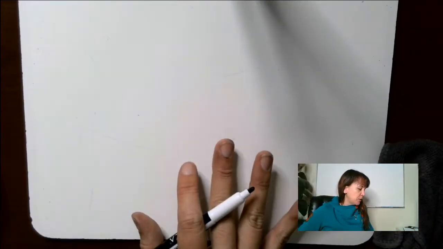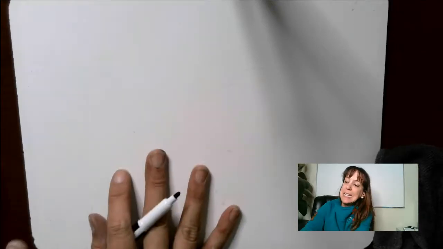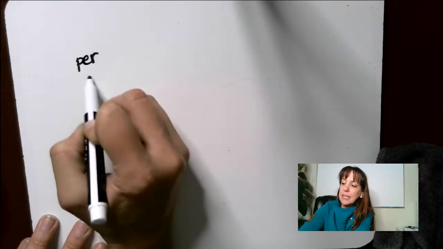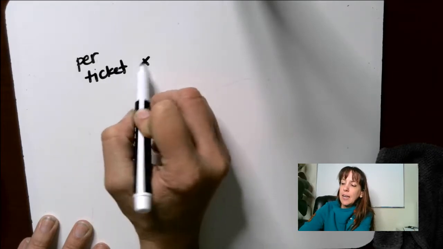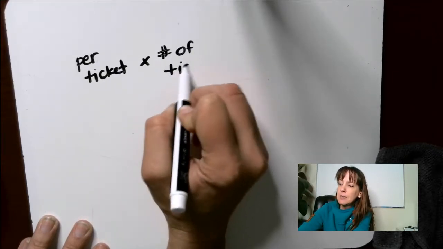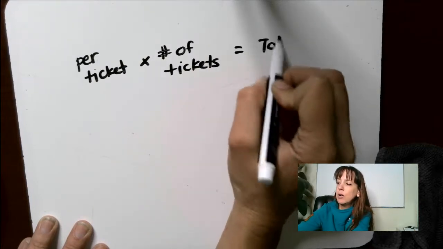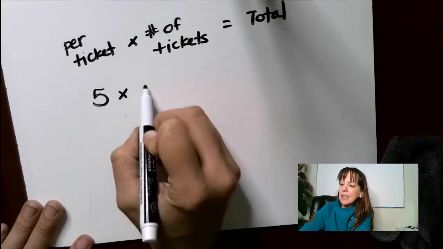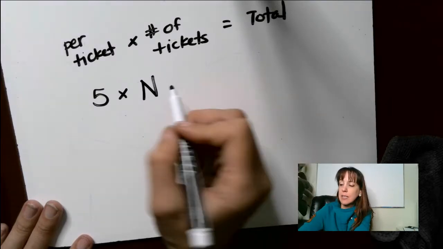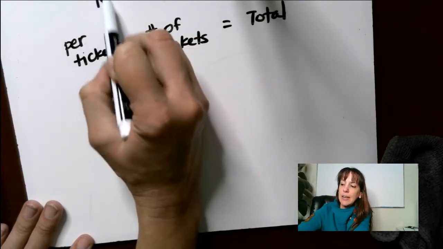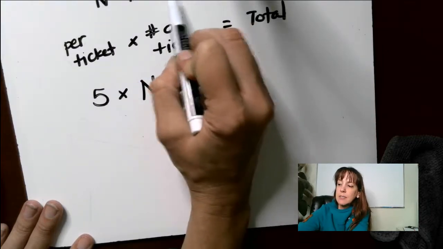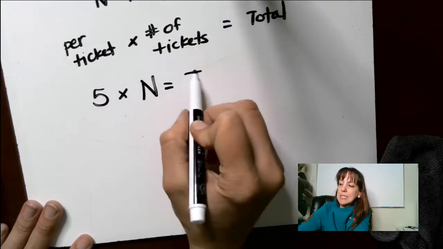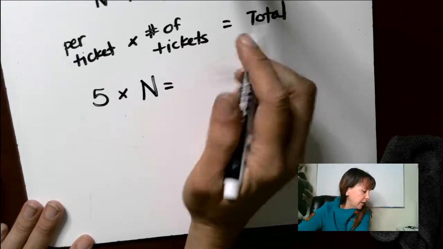All right. So for number 2, movie tickets sold for $5 each. The total ticket sales were 820. How many tickets were sold? Each is a key indicator here. So price per ticket times number of tickets equals total, okay? So the price per ticket was $5 times the number of tickets sold. I have no idea what that is, so we're going to say n equals number of tickets sold equals total, and the total we said was 820.